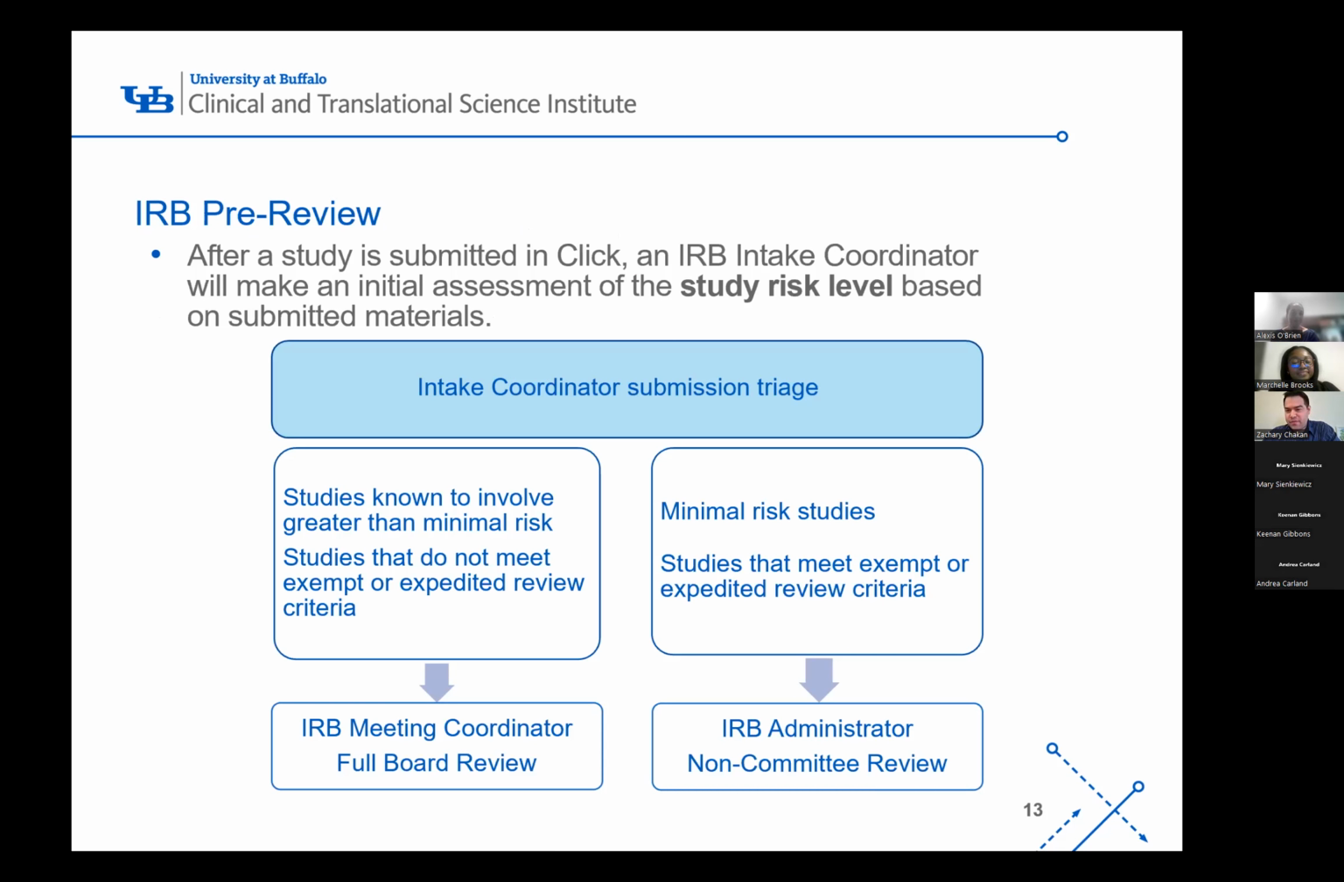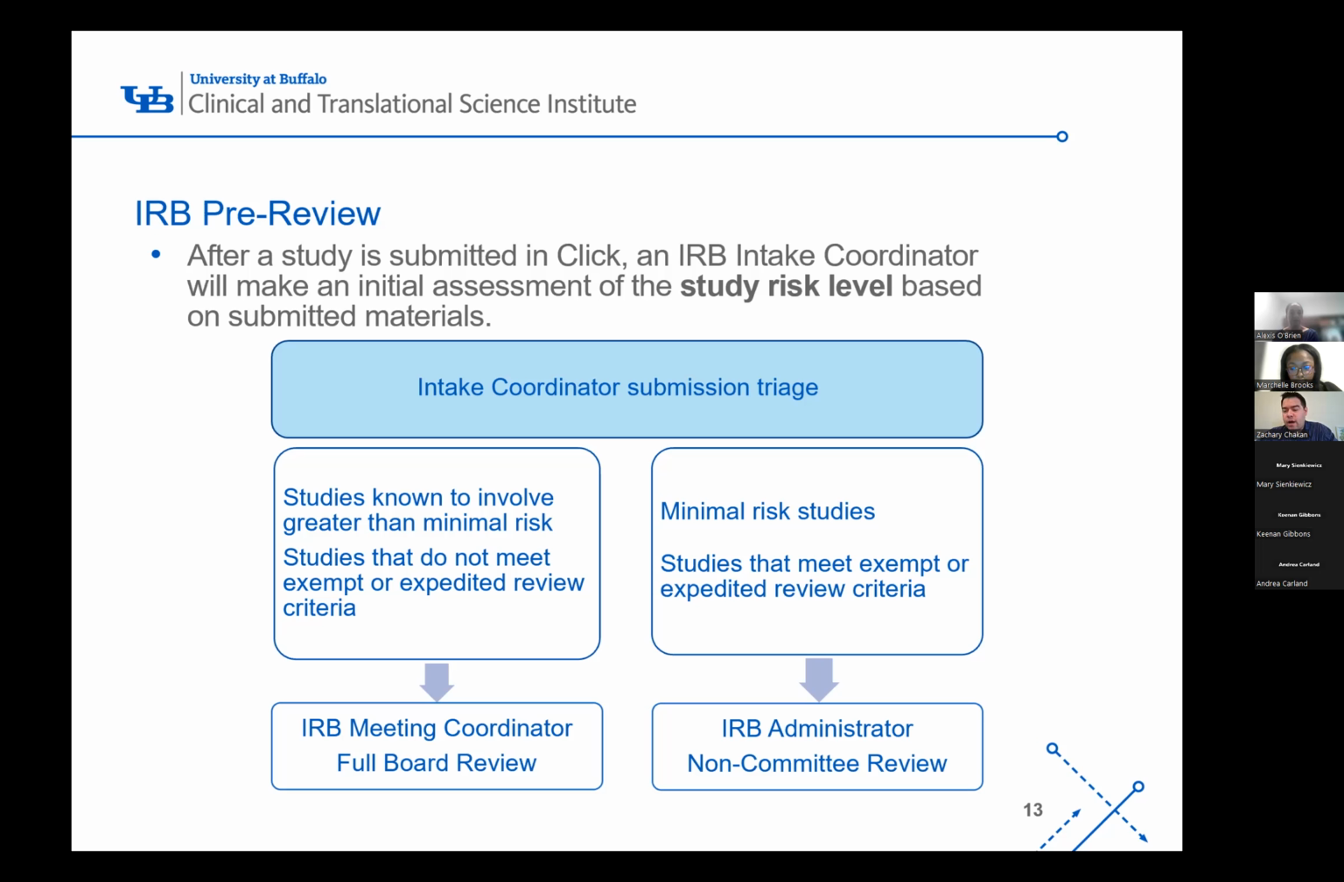So IRB pre-review, what happens after you submit your study? Someone called an IRB intake coordinator, there's two different ones in our office, will make an initial assessment of the study risk level based off of the materials that you have submitted to us in your Click submission. So if your study appears to be greater than minimal risk, it will go to what we call an IRB meeting coordinator, which is the job that I initially had when I started.